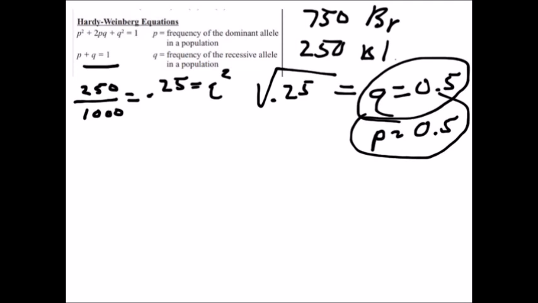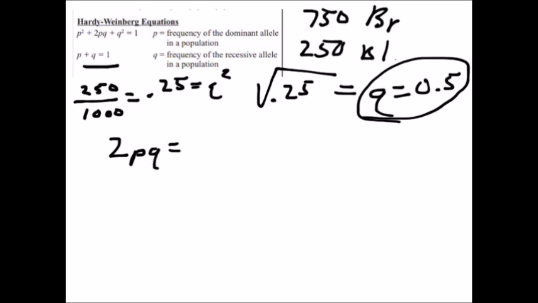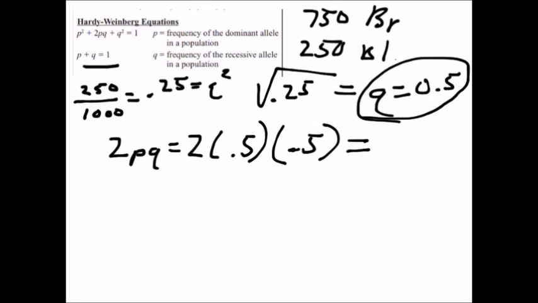Now if we look at part B, how many individuals would you expect to be heterozygous? Remember, in our top Hardy-Weinberg equation, 2PQ, those are the individuals that are heterozygous. So to calculate the frequency of heterozygous individuals, we're going to just do what the math says. We're going to say 2 times P times Q. So 2 times P, which we just found to be 0.5, times Q, which we also found to be 0.5. We multiply those together, 2 times 0.5 times 0.5, and that gives us 0.5.